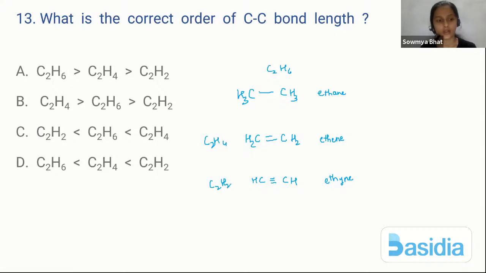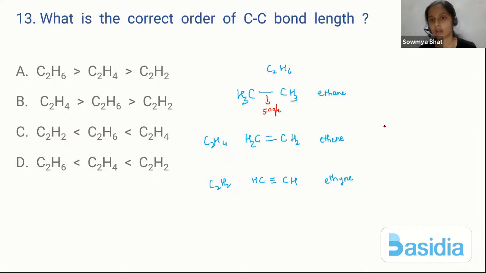Now the question is to find out the correct order of C-C bond length. So there is a single bond here, carbon-carbon single bond. Consider 2 people holding just 1 rope, and in the next one 2 people are holding 2 ropes, which makes the bond stronger. And in the next one, there are 2 carbon atoms sharing 3 pairs of electrons. There are 3 covalent bonds. So when you move from 1 bond to 2 bonds to 3 bonds, the bond becomes stronger and the bond length is going to decrease.